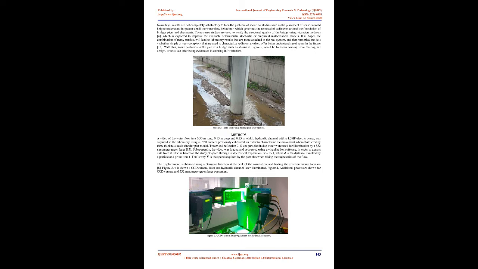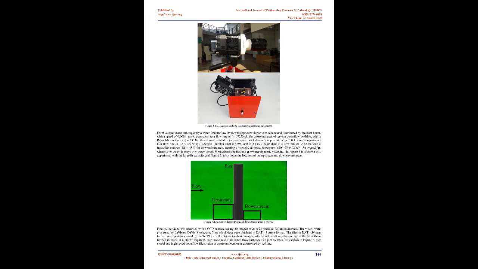14. Pier scour. The formation of pits around the bridge pier over a river or channel is almost inevitable, generating scour that reduces the bottom bed due to a high level of turbulence and vorticity. 9. The presence of foundations on the river bed should be avoided as much as possible. 10. And, if necessary, be as slender as possible in order to avoid its obstruction as much as possible. 11. Nowadays, results are not completely satisfactory to face the problem of scour, so studies such as the placement of sensors could help to understand in greater detail the water flow behavior, which generates the removal of sediments around the foundation of bridges, piers and abutments.